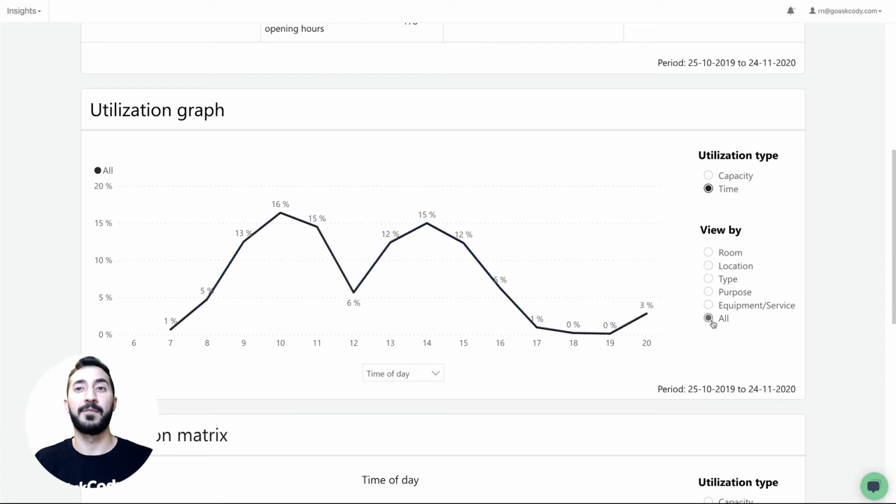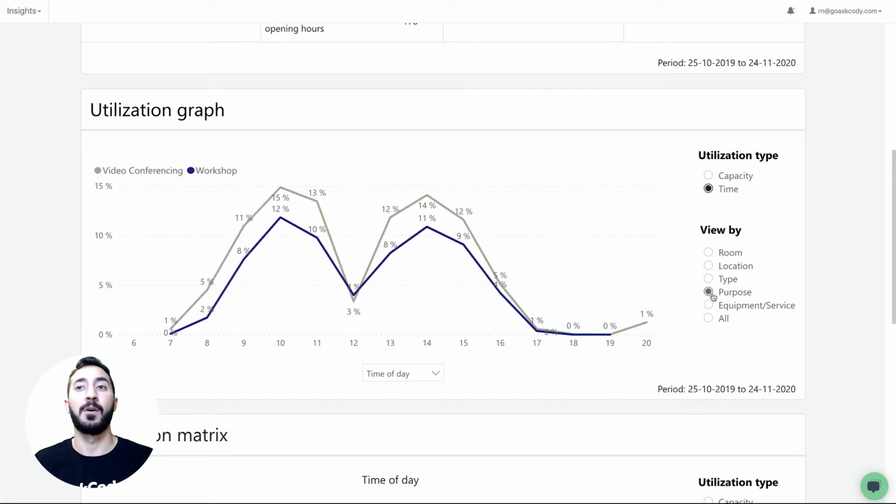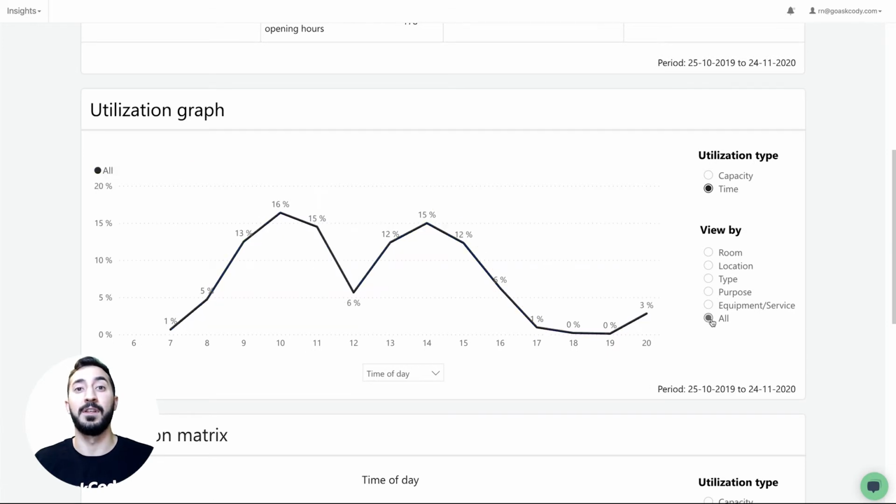It looks like both video conferencing and workshop rooms are relatively equally utilized and that it corresponds to the average over all rooms, which leads to concluding we have a fine fit for all these room types. However, we still see that our rooms can be used a lot more efficiently. On average, rooms are used below 15% at any given time.